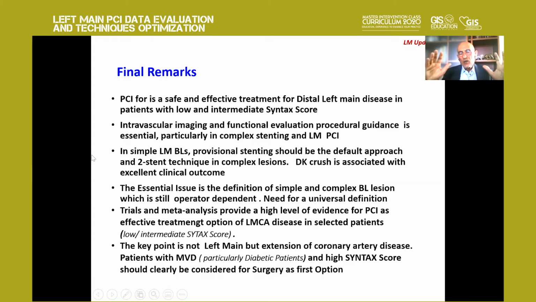Whatever you are doing, you should do it step by step, and you should also be sure that you are optimizing every step you are doing in your complex procedure. And trials and the meta-analysis provide a high level of evidence on angioplasty. And again, the key point is not left main itself, but the extension of coronary disease, and patients with multivessel disease, particularly diabetic patients with a high syntax score, should clearly be considered only for surgery and not for angioplasty.